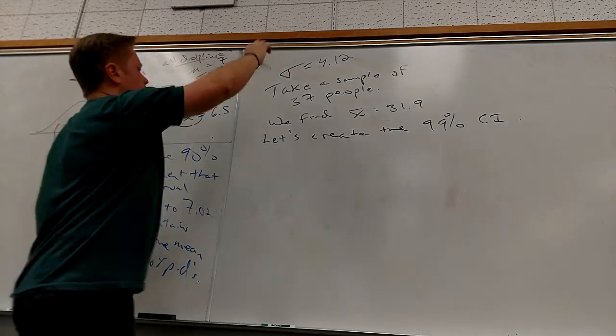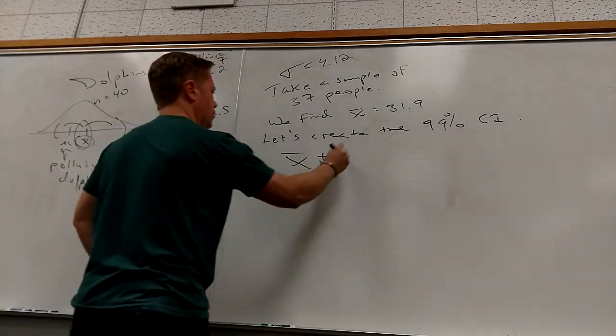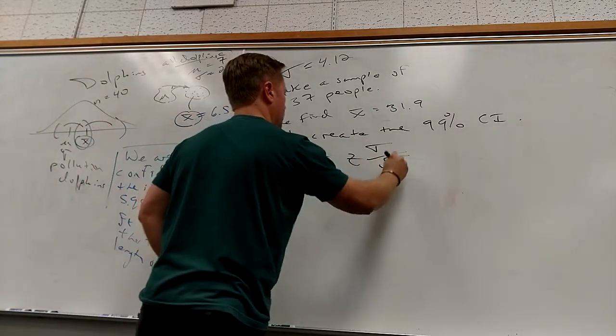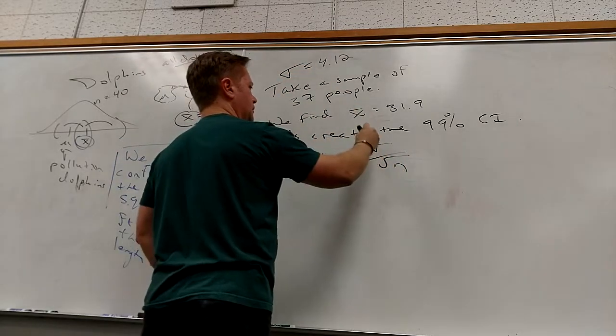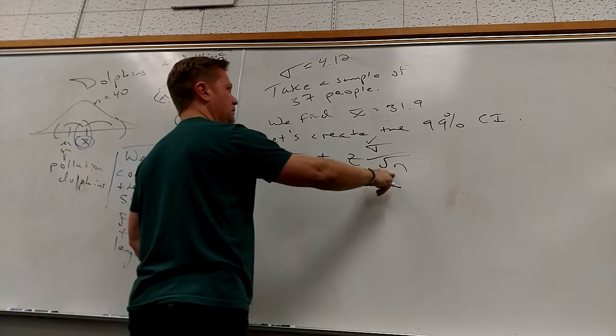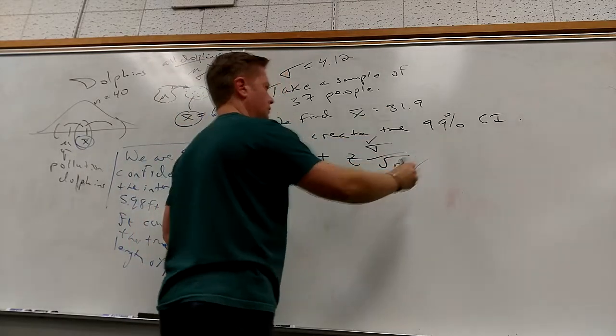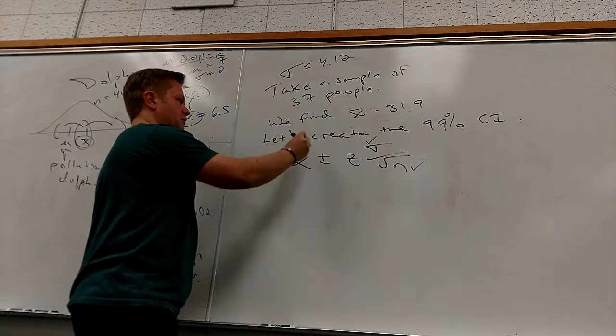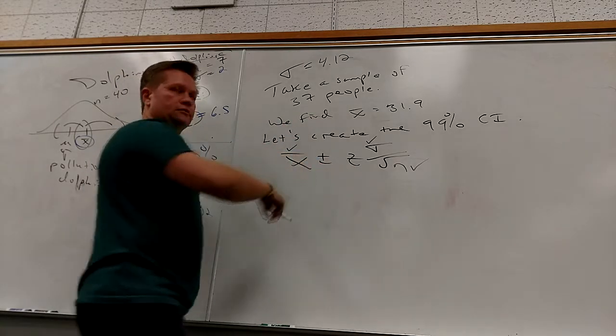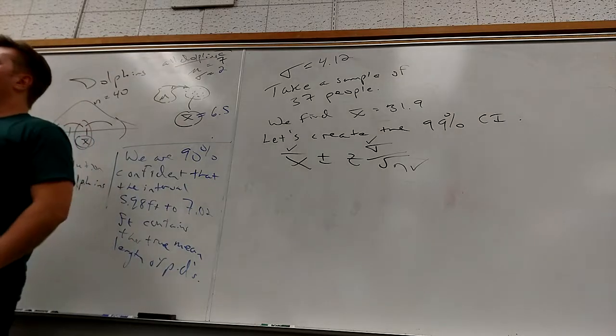So what can I get? What do I need? Here's my formula. What do I know for my formula? What do I already know? I already know, obviously, I know sigma. Check. Do I know N? 37. Check. Do I know X bar? Check. Do I know Z? All right, we've got to figure out what Z is.